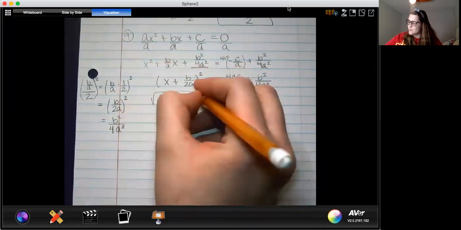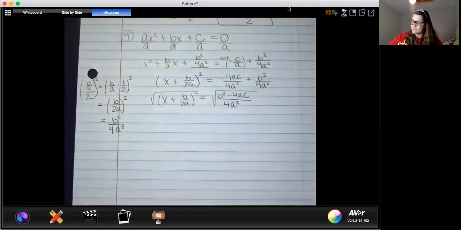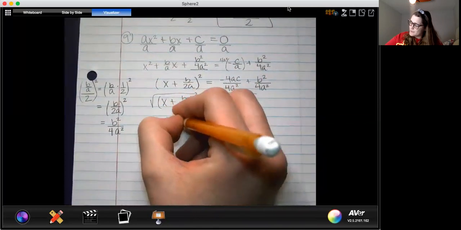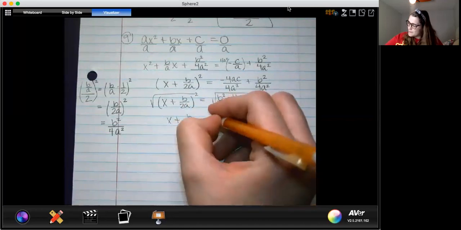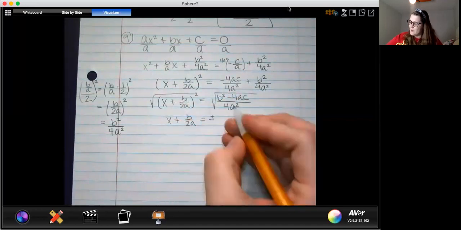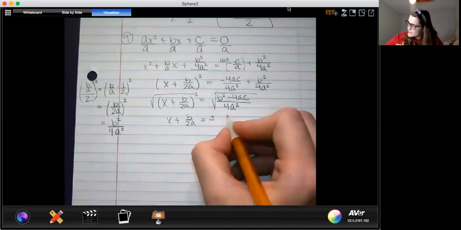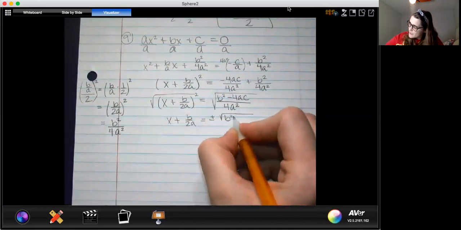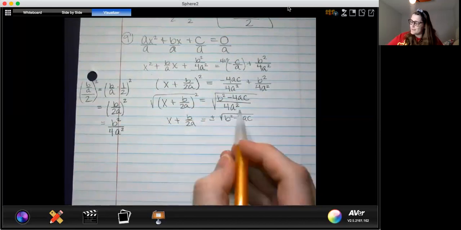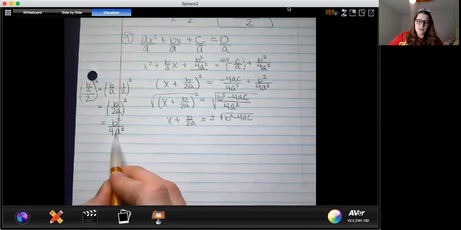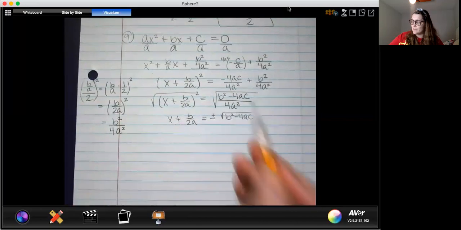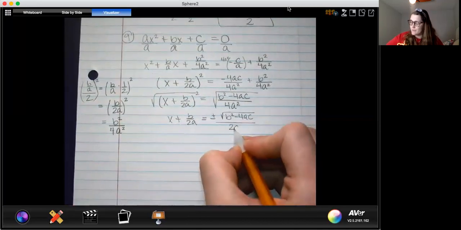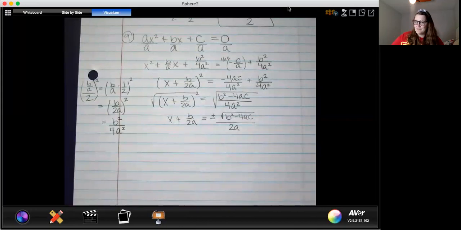Now we're going to take the square root of both sides. x plus b divided by 2a equals plus or minus. Now this top part, that's not going to simplify. So we get the square root of b squared minus 4ac, but if you notice that denominator is the same denominator from over here, and we squared to get that. So therefore the square root of 4a squared is simply 2a. I wonder if you see where this is going yet.